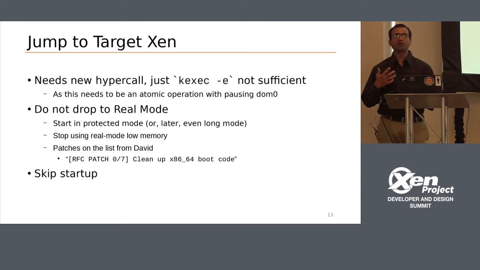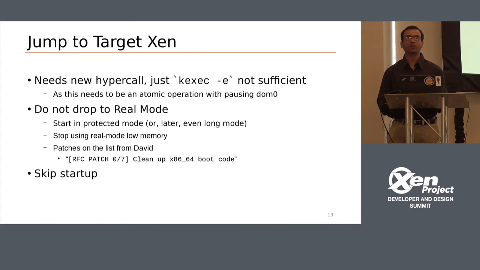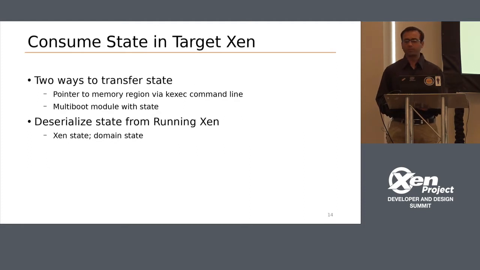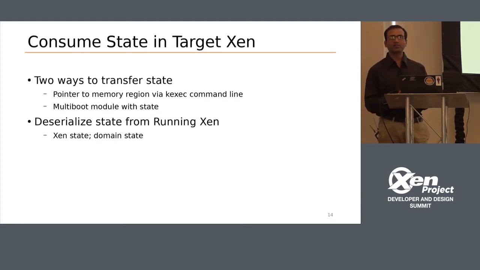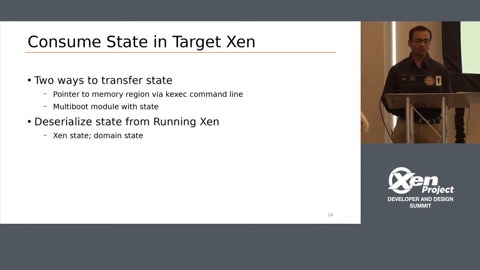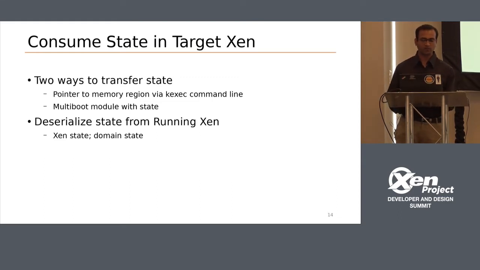And the target Xen needs to also accept previous state, the serialized state from the currently running Xen binary, which is possible in a couple of ways. We could craft a kexec command line, which gives a pointer to memory locations where this serialized state exists, or we can create a new multiboot module. This is still an open design item. And then the target Xen needs to deserialize the state and go about doing its work after.